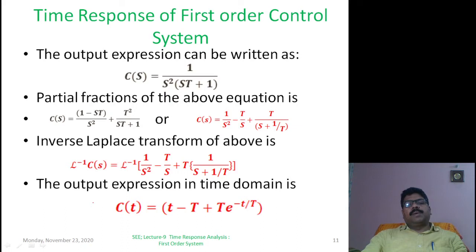So we have the output expression for the unit ramp input: c(t) equals small t minus capital T plus capital T into e to the power minus t by capital T.